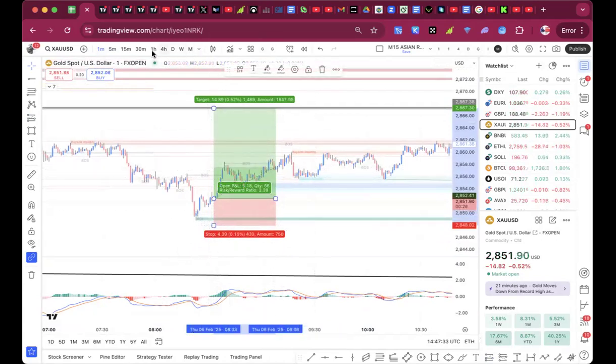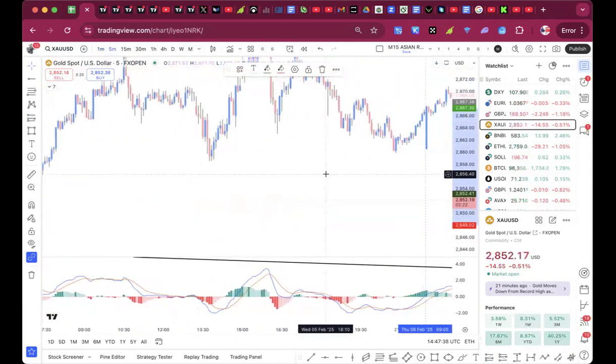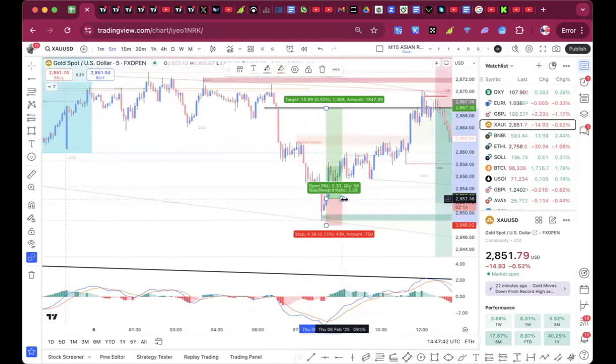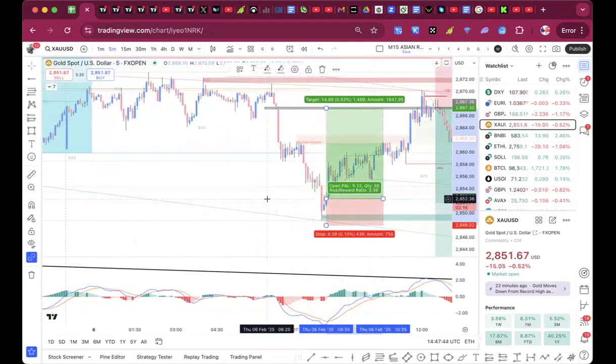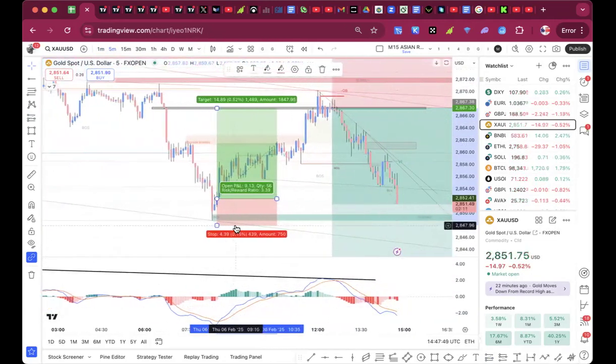Now let's navigate to 5 minutes. You are going to see the structure more clearly. Can you see that now? So you can extend it out and the market gives you what you want. Very simple. Okay, my trade must be about to close.